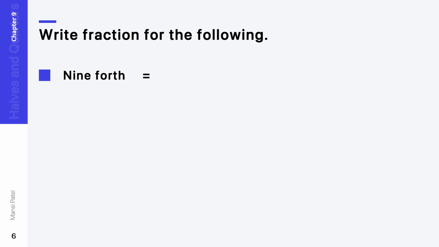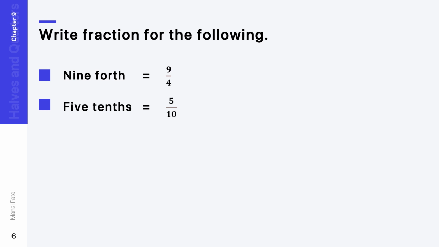So first number you have to write down in the numerator. What is your first number? 9. So 9 you have to write down in the numerator and in denominator you have to write down the fourth. Fourth means 4. Your next question is 5/10. So 5 you have to write down in the numerator and tenths, that is 10, in the denominator.